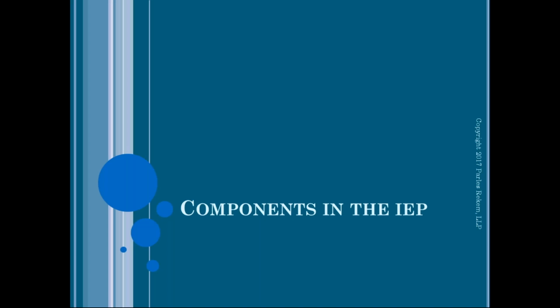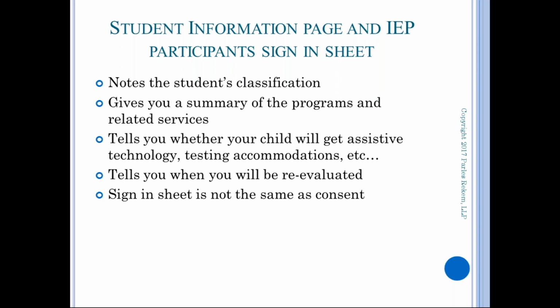Okay, so now we're up to the components of the IEP, and so in our handout there is a sample IEP that you can refer to, or if you have your child's IEP, you can follow along as well. So the first page, as you can see, is really all the information that is about the child. So make sure that that information is accurate.